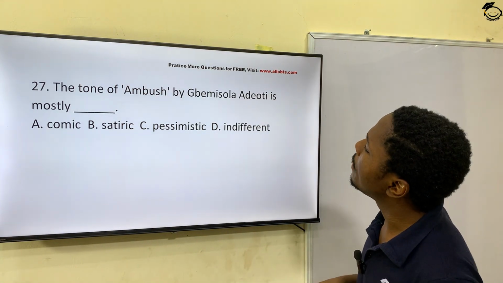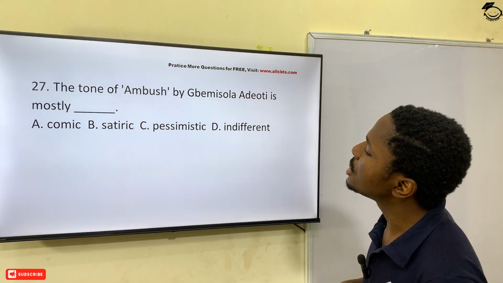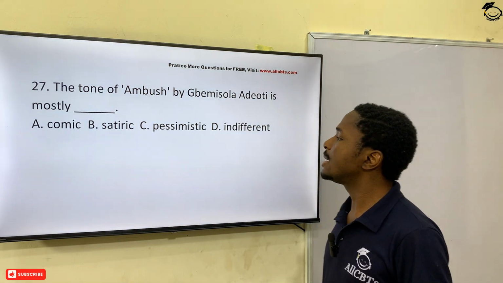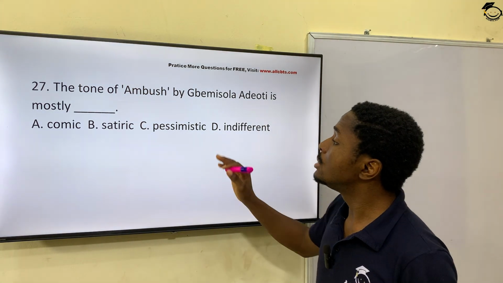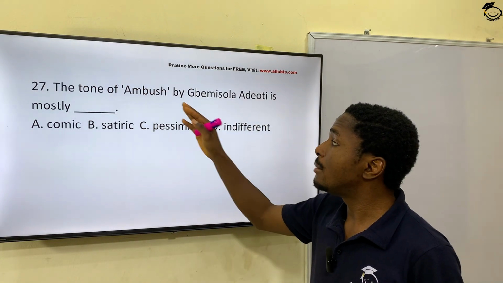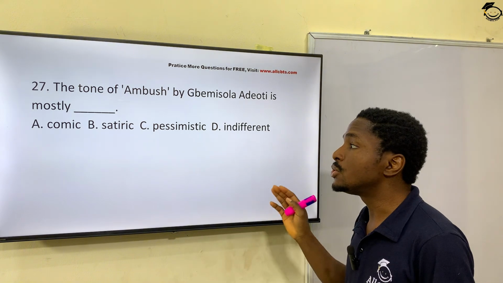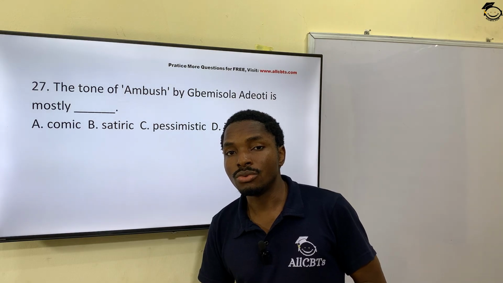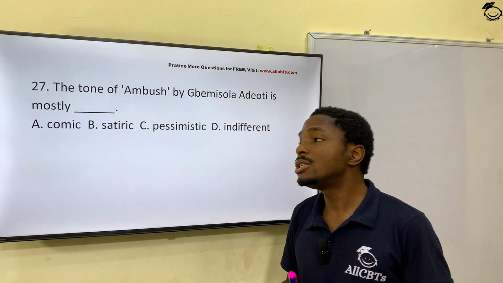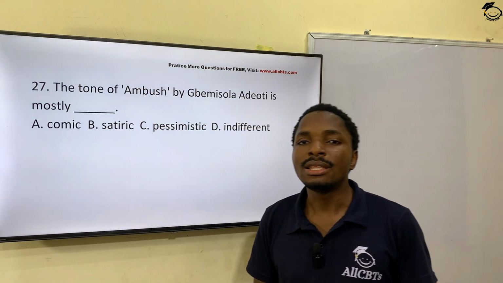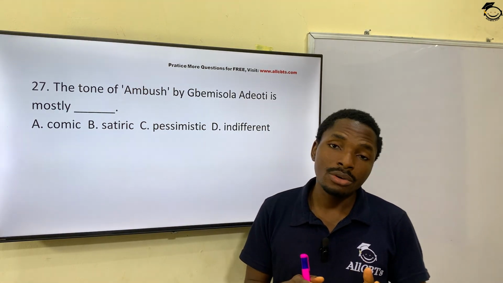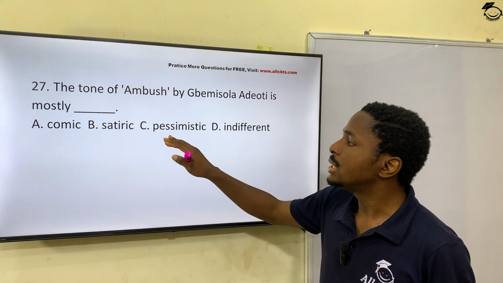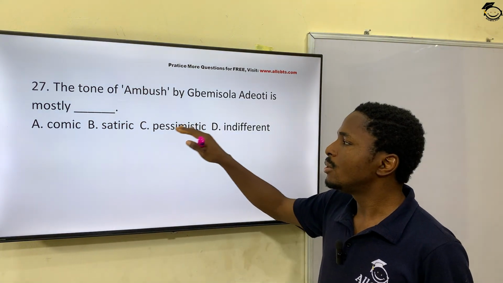27. The Tone of Ambush by Gbemisola Adelti is mostly dash. You have comic, satiric, pessimistic, and indifferent. The correct option is pessimistic. Yeah, the tone of ambush. So Gbemisola was basically saying in this novel that many African leaders are using ambush to rule their people. Okay, and she continued to say that she's not sure the trend will stop. She's not sure it will change. Yes. So her tone in that novel was pessimistic.